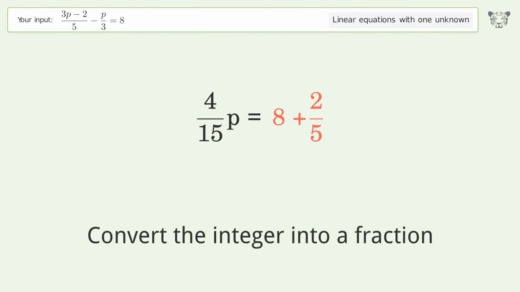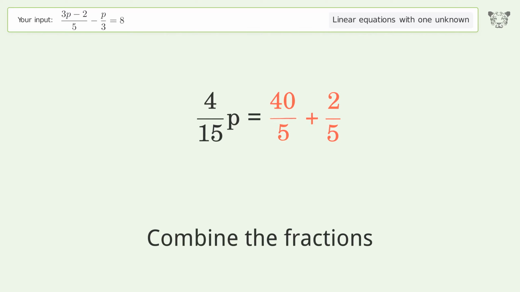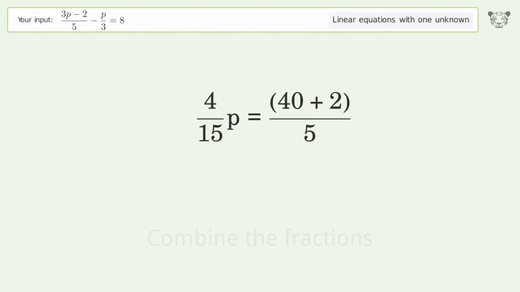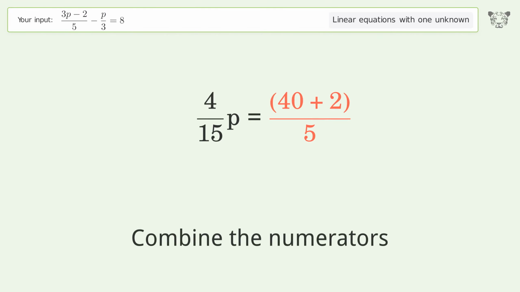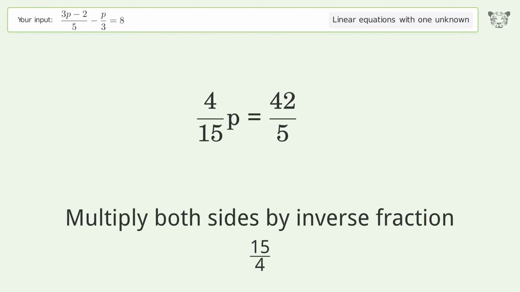Convert the integer into a fraction. Combine the fractions. Combine the numerators. Isolate the p. Multiply both sides by inverse fraction 15/4.